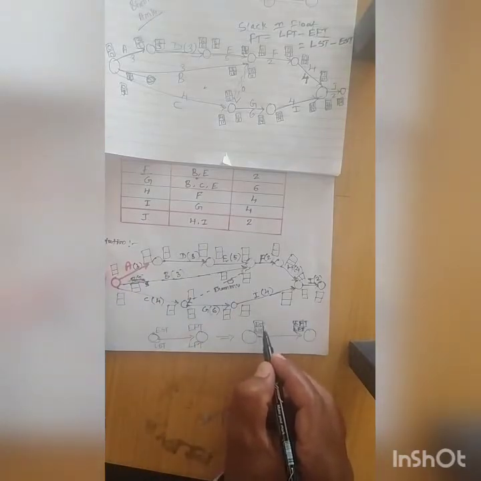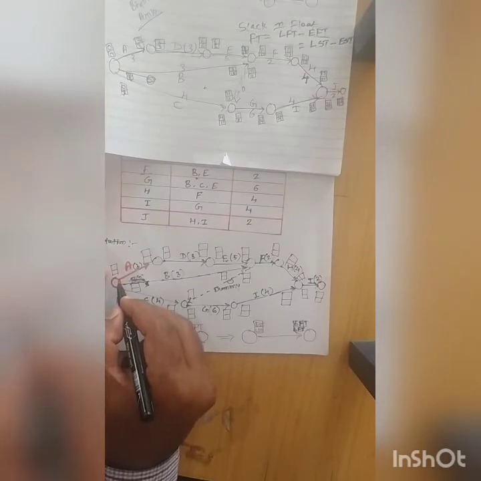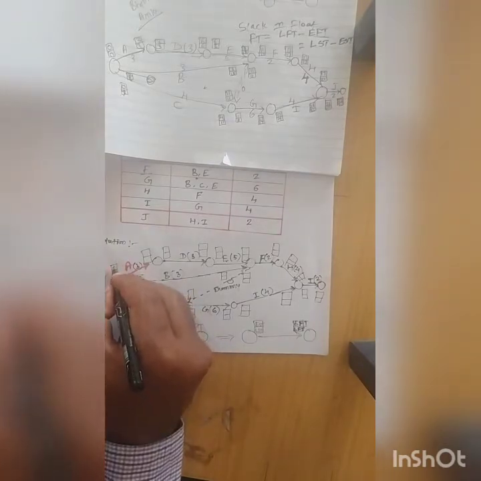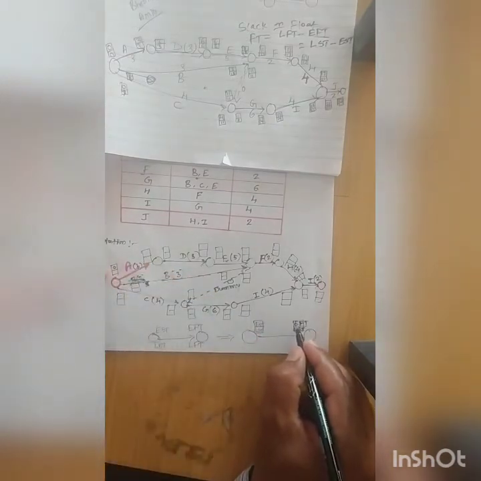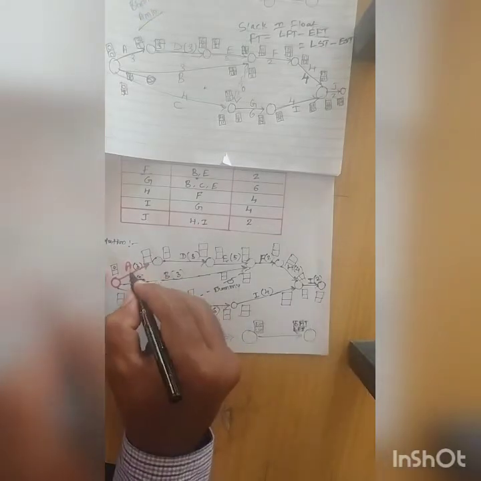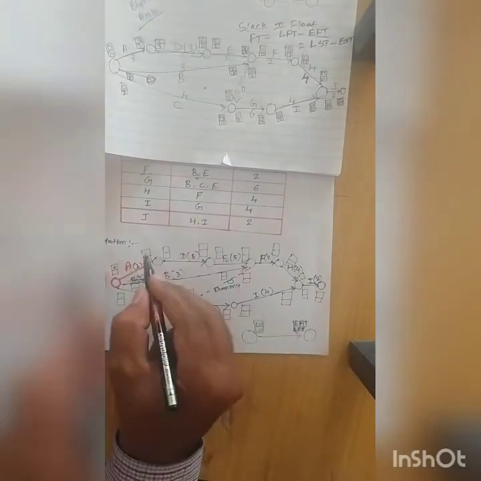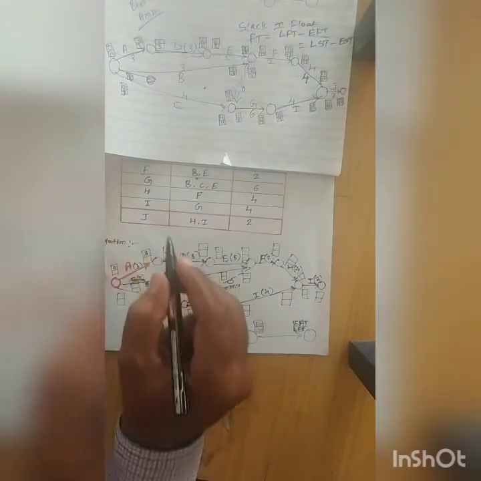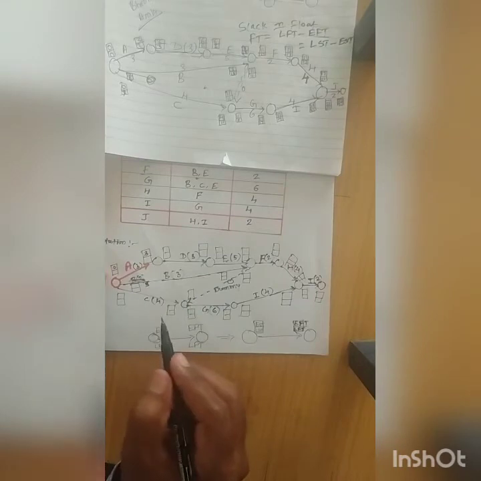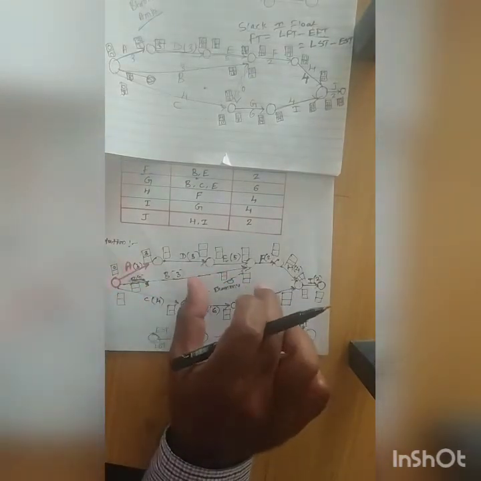In this box it is written: earliest start time. The earliest start time of activity A will be 0, because it begins from the first week. Next, the earliest finish time of activity A will be 0 plus 3, it is 3. First we have to go for the forward pass computation.